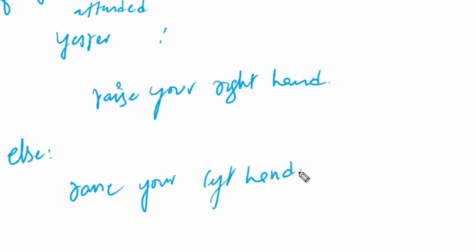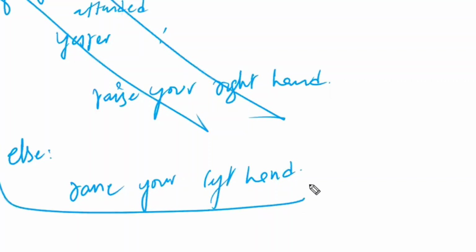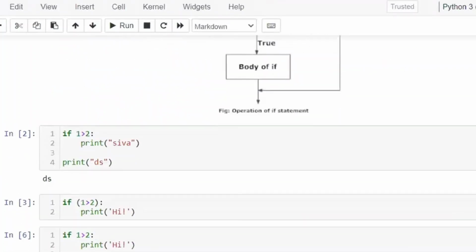Yes. If you have not attended, raise your left hand. What is the meaning of this? If the condition of if has failed, automatically the else will be executed. Opposite to the if is else only. So automatically the remaining people are going to raise their left hand. Got the point? Here also it is the same.